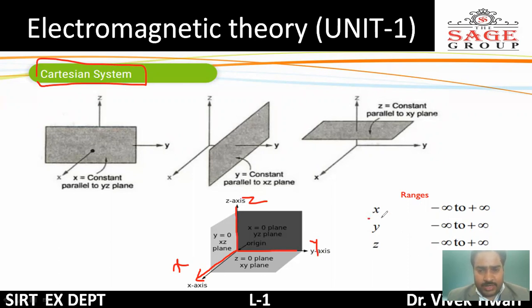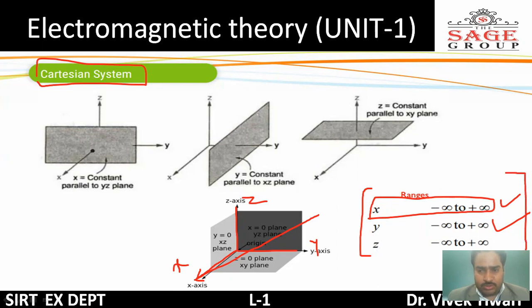Next thing is what will be the range of these variables. We can see the x-axis can vary from minus infinity to plus infinity. In the same way, the y-axis can also vary from minus infinity to plus infinity. Same way, the z-axis can vary from minus infinity to plus infinity. It is a very important range. When we solve problems, we will use this concept of which axis may vary from which limit to which limit. So in the Cartesian coordinate system, all the variables can vary from minus infinity to plus infinity.